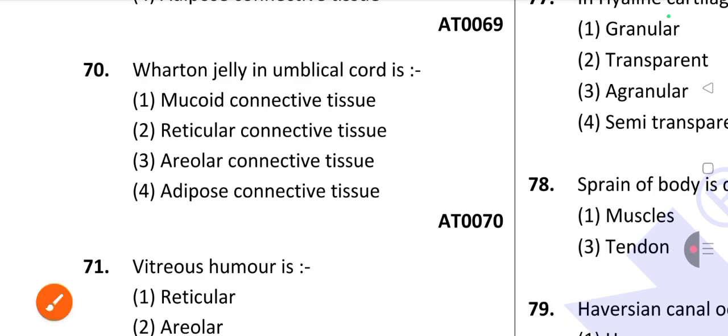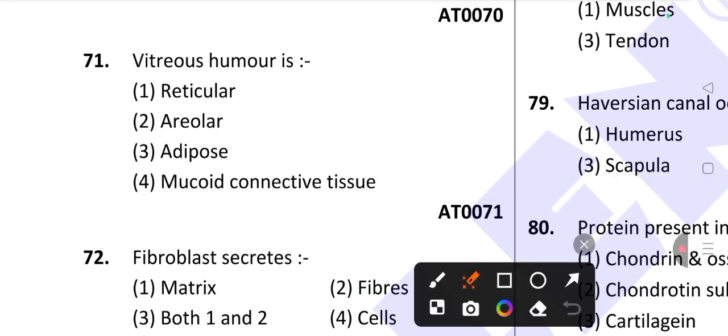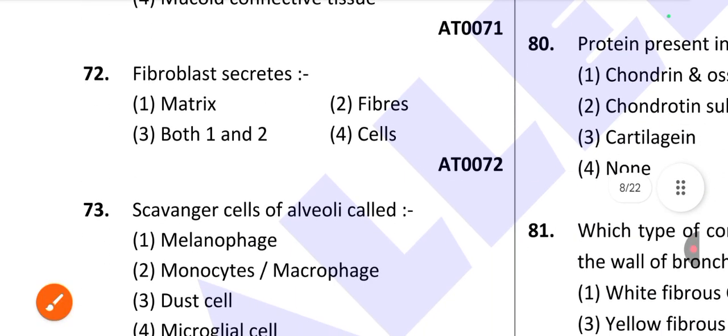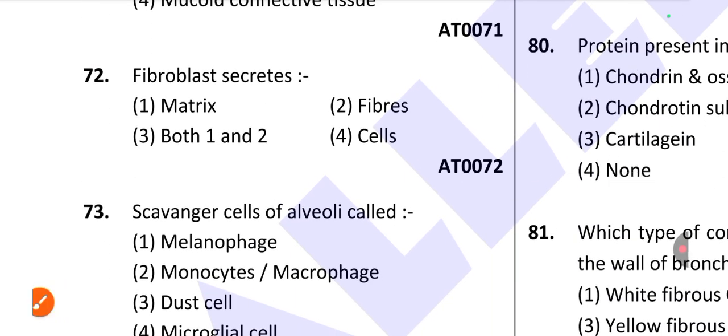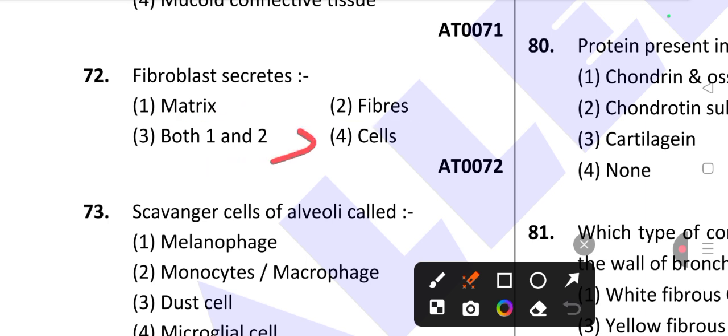Next, vitreous humor is. So vitreous humor we can see in the eyes. So it is mucoid connective tissue. Next, 72nd question. Fibroblast secretes. So fibroblast secretes both 1 and 2, that is matrix and fibers. Next, scavenger cells of alveoli are called. So these are known as dust cells.